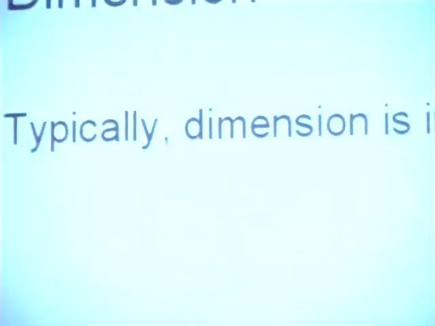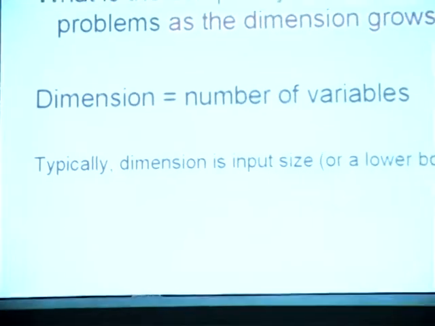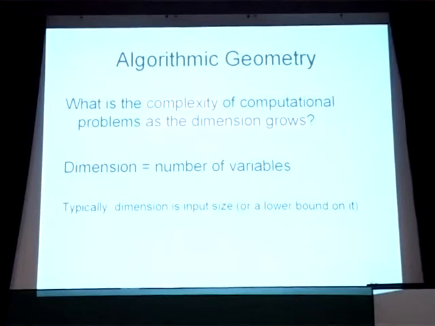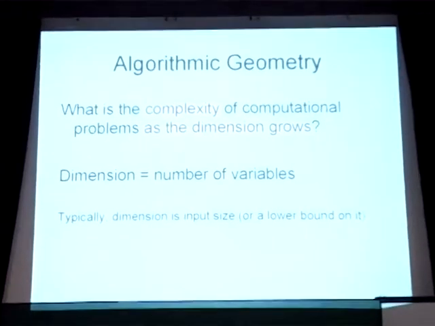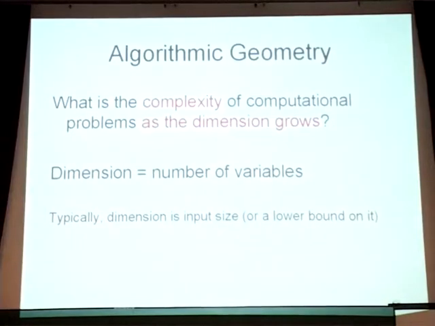Okay, let me begin. So what do I mean by algorithmic geometry? It's the study of computational problems and how their complexity grows with the dimension. And although we say geometry, really, you can take anything and view it as geometry. So in a typical setting, the dimension is just the number of variables in your optimization problem or in your state machine or what have you.